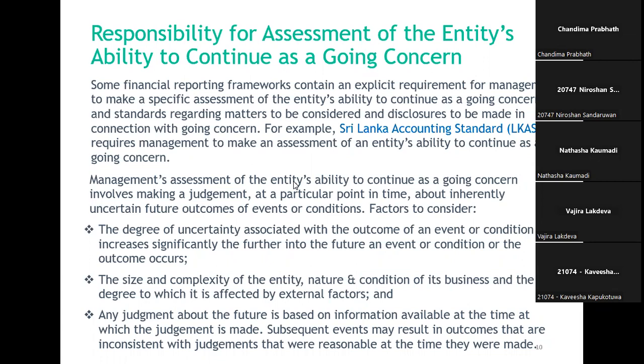And if you compare the first 3 months of the year also, the export proceeds from the apparel sector have come down. So these are some of the complexities, the status of the industry. Just because you have been profitable in the last year doesn't mean that you will continue. It's a straightforward assessment. You have to consider the complexity of the entity, the nature and condition of its business.